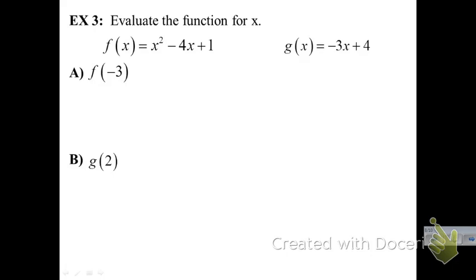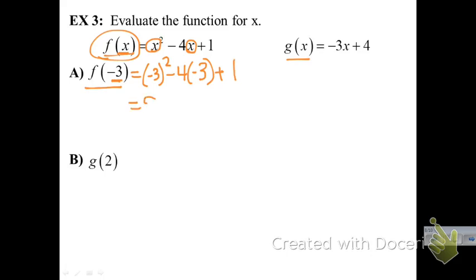Alright, on example 3, you're going to evaluate the function for x. So I have 2 different functions, f and g, and we're going to use this function notation. On A it says we're going to start with the f function, so this function, and wherever there is an x, we're going to replace with this -3. So I'm going to take all of this, and wherever there is an x, I'll circle them. We're going to replace that with a -3. So my first one I replace with the -3, and it's squared. -4 times -3 plus 1, and then we're going to solve that.